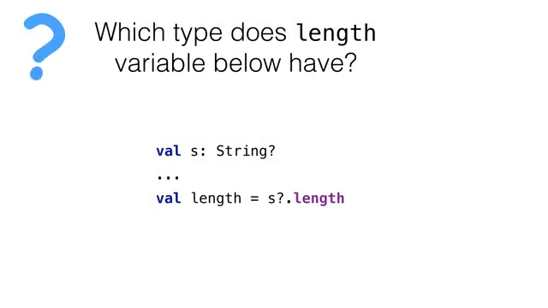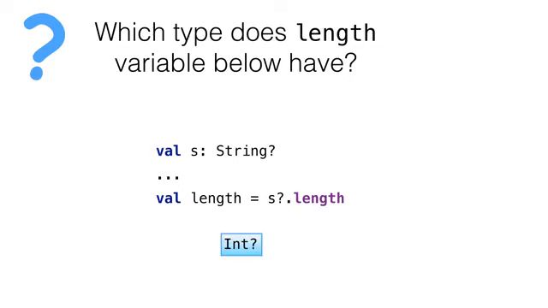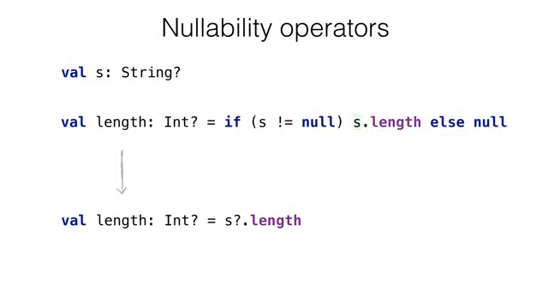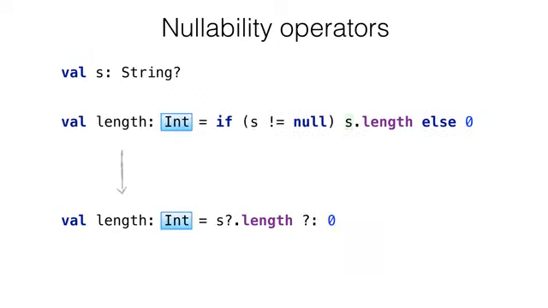The question for you would be, what is the type of the length variable in this example? What do you think? So the answer is nullable Int. s.length returns a value of Int type, and when you use safe access, that makes the result nullable as well. So for instance, if you want to later dereference it, you will also need to use safe access. Here the result type is nullable. If you want to make it non-null, you will need to provide some default value. So in the if expression, we use else 0.